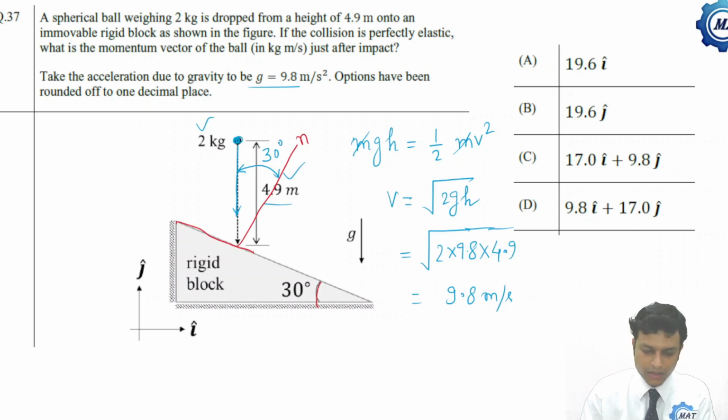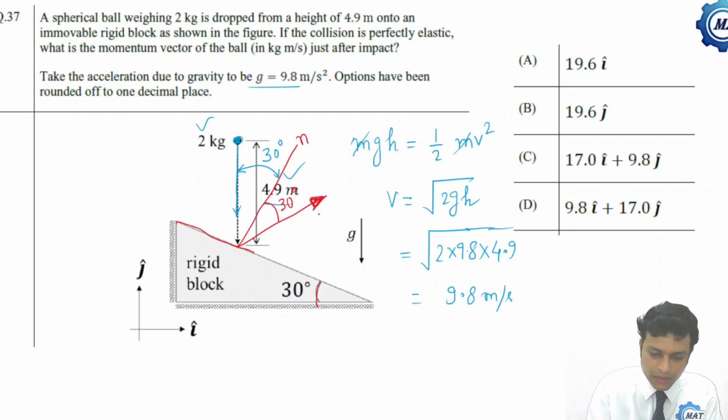This angle is also 30 degree, and it will now move through this. After collision, it will move through this, that is, this angle is also 30 degree. So this is the final direction of the spherical ball. Now what is momentum just before collision? That is, momentum is m into v. That is, m is 2 into 9.8, 2 into 9.8.